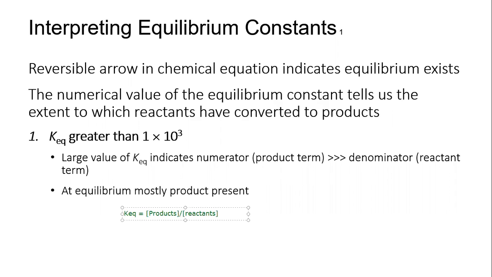And so if our K is very high, that means we have a lot of products at equilibrium and very little reactants, so that we get a large K value. So again, if your K is very large, usually on the order of greater than 1,000, it tells you that there's mostly product present at equilibrium, and that's because when you have a very large numerator and very small denominator, you're going to get a very large result.